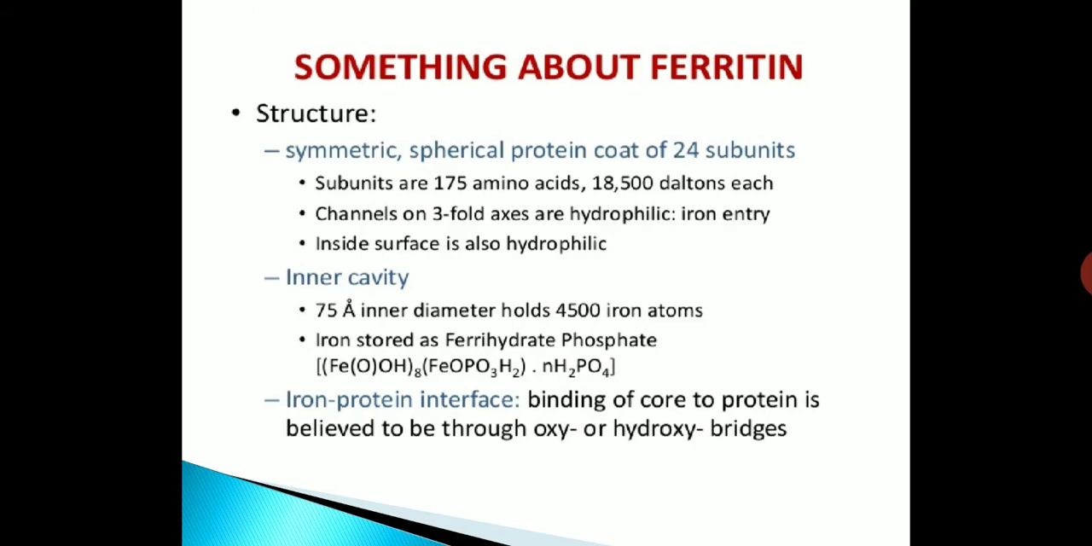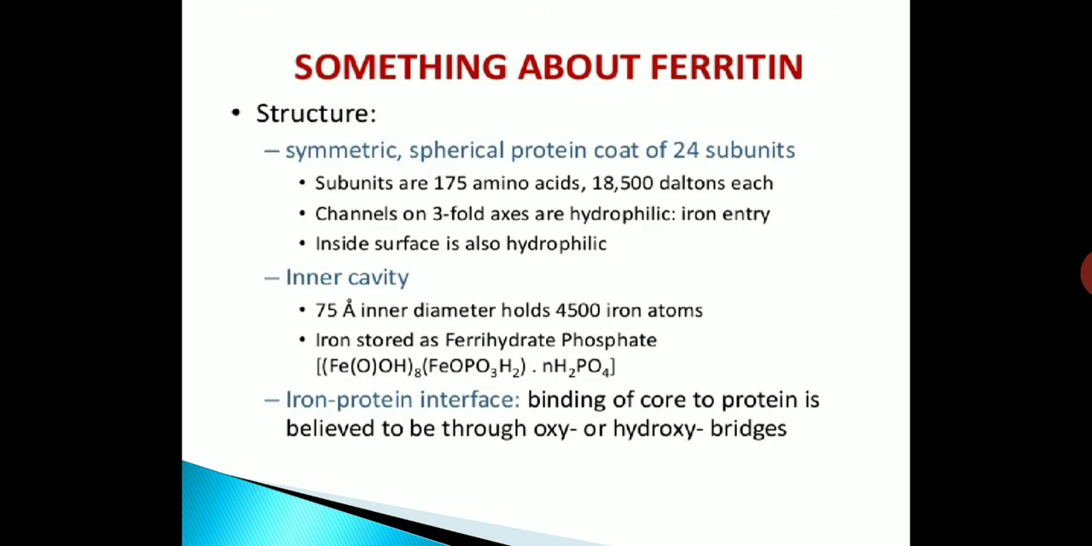Something about ferritin, the structure. Symmetric spherical protein coat of 24 subunits. Subunits are 175 amino acids, 18,500 daltons each. Channels in the threefold axis for hydrophilic iron entry; the inside surface is all hydrophilic. Inner cavity, 75 angstrom inner diameter, holds 4500 iron atoms.